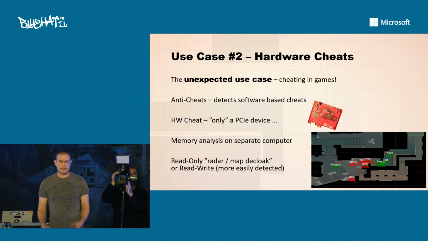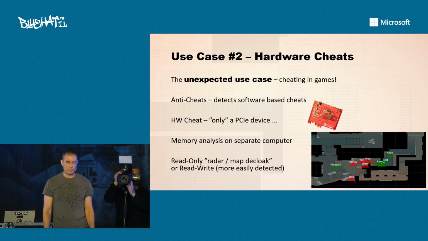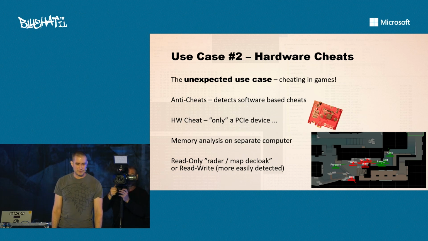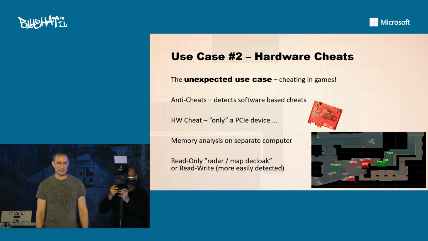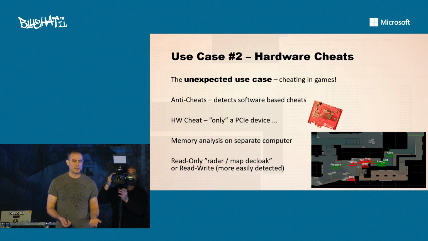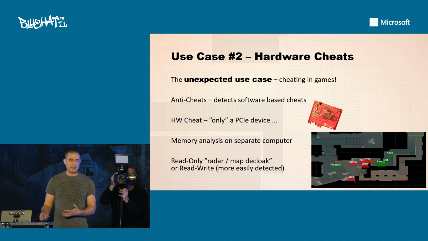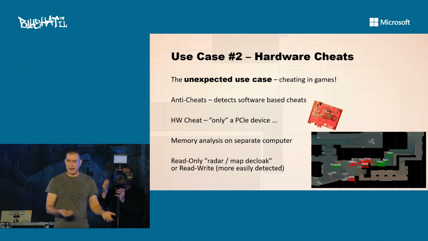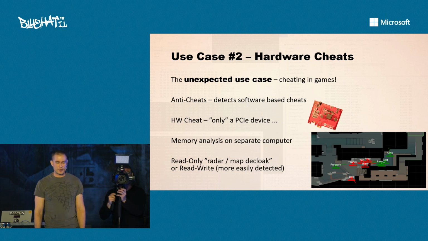Another use case that I didn't expect at all myself, something I became aware of last summer, was cheating in games. It turned out that I didn't know this, but anti-cheats are quite powerful pieces of software. They detect most software-based cheats, if not all. In theory, a hardware cheat should only be seen as a PCI Express device on your gaming system. Then you could do DMA from this PCI Express device and ship the memory to another computer and do the memory analysis in there, and the anti-cheat cannot reach into that separate computer.